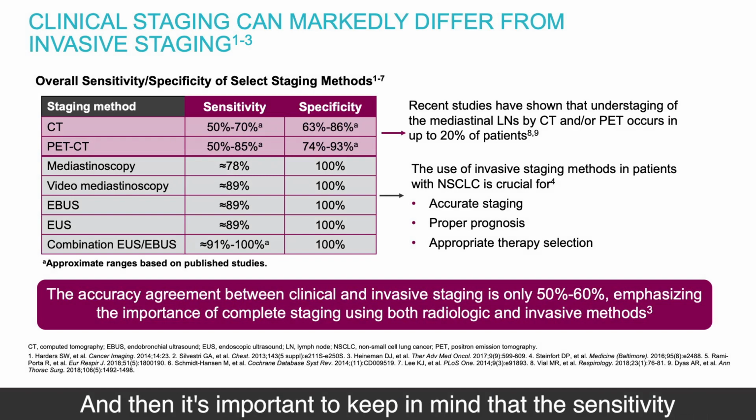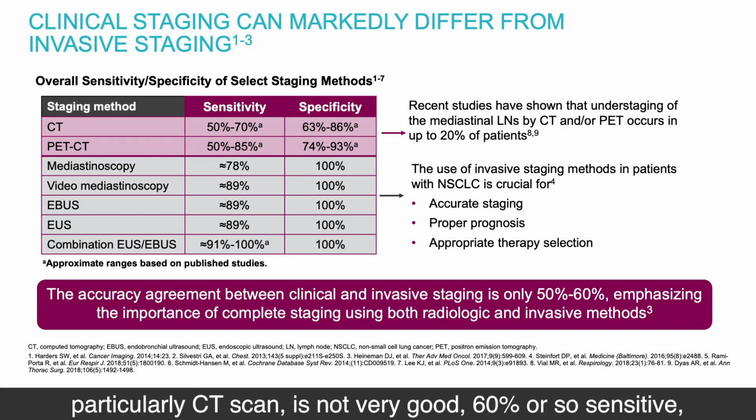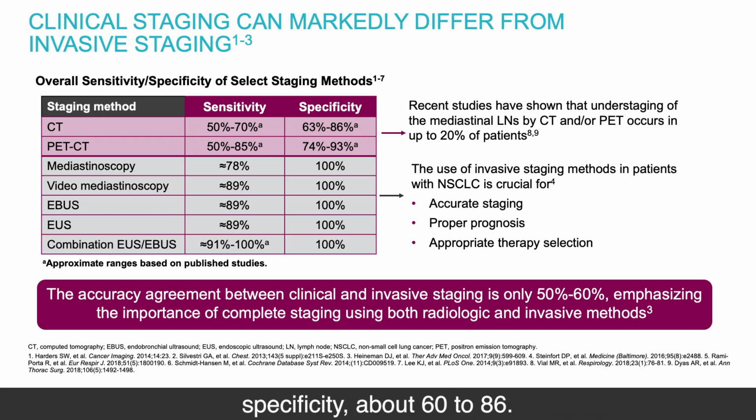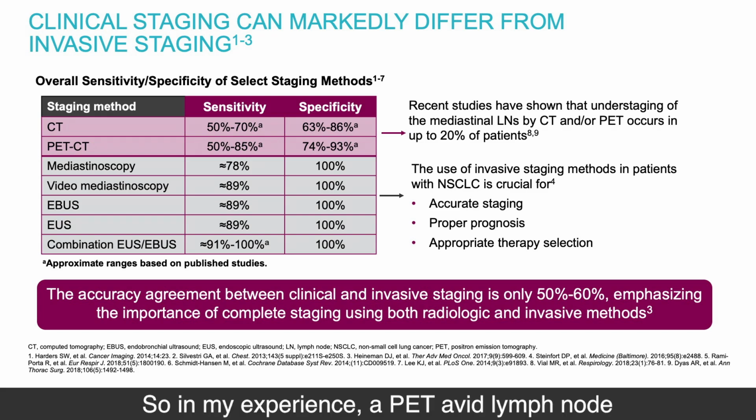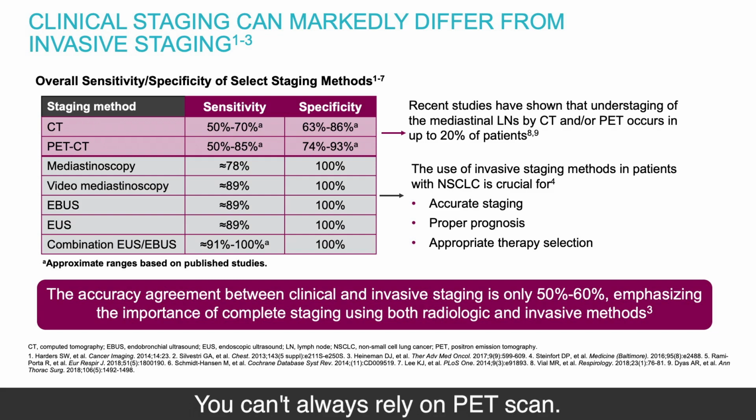And then it's important to keep in mind that the sensitivity and specificity of the non-invasive techniques, particularly CT scan, is not very good. 60% or so sensitive, specificity about 60 to 86. PET is a little better, a little more sensitive, 50 to about 80. Specificity 74 to 93. So in my experience, a PET-avid lymph node should not be automatically assumed to be cancer. You can't always rely on PET scan.